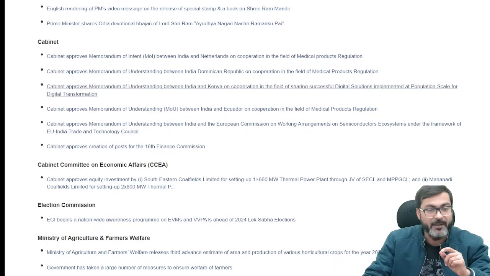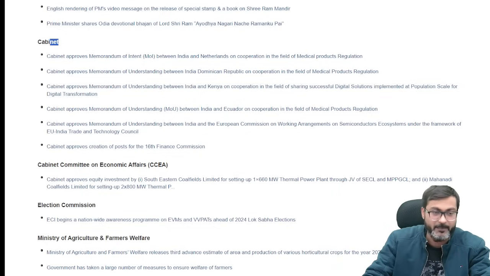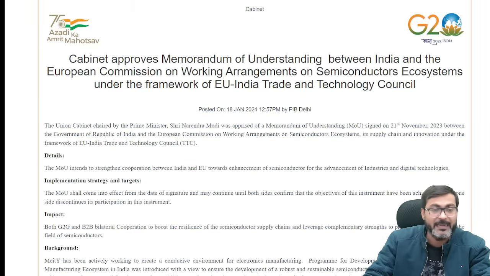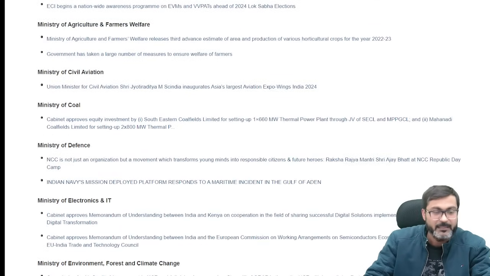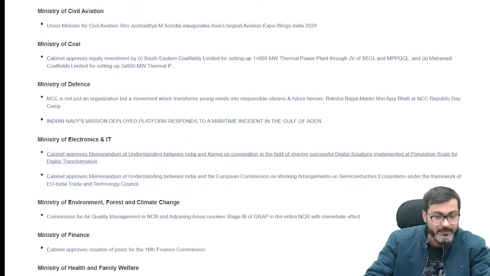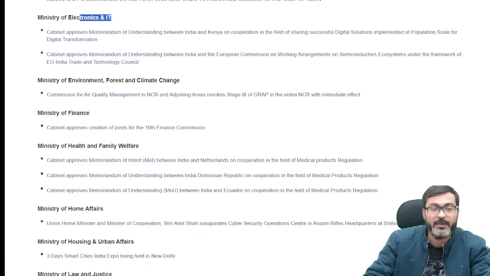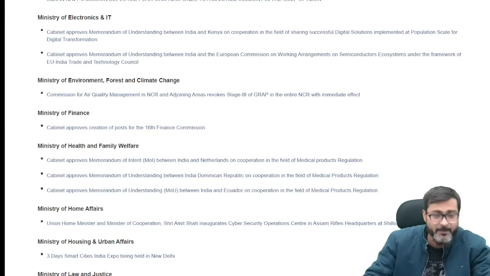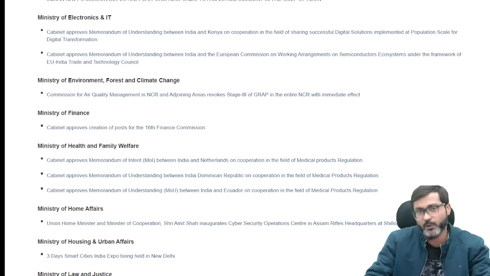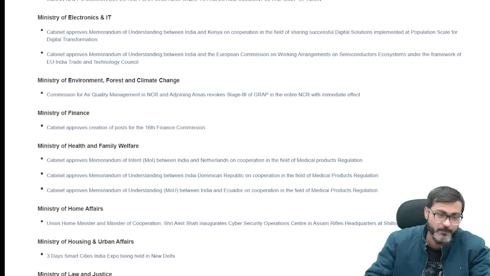For example, they have given all the memoranda of understanding, MOUs, under the Cabinet heading. So they will again give them under the respective ministries heading. For example, here they have given it under the Ministry of Electronics and IT. The same MOU that they have mentioned above. Environment, forest and climate change. Not much important, but yes, still you should read a little because it's a social issue. Climate change is a social issue.